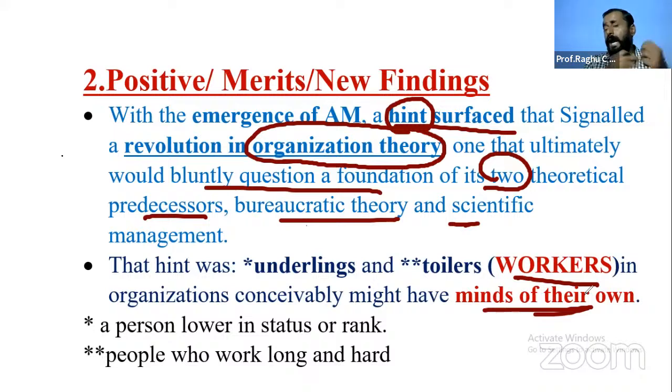Please go back 100 years. At that point of time, this was the situation. A person in lower status or rank: underlings, toilers, persons who worked long. So, for the first time, the hint surfaced that the underlings and toilers in the organization conceivably might have minds of their own. Please analyze this, one of the most important ones. The reason being, for the first time in the history of organization theory, they are thinking that workers can think, can act on their own and help in increasing the output of the organization.